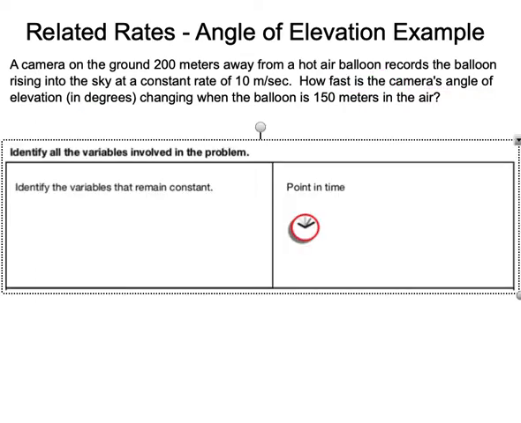Okay. The next stage in a related rates problem is to identify all the variables that you were given. And we need to go back to the problem to make sure we have that. We have some variables that remain constant. So we have a constant rate of change at 10 meters per second. And that's when it's rising. So that was our x variable rising at a rate of change. So we're going to say that the dx dt is going to be 10 meters per second.